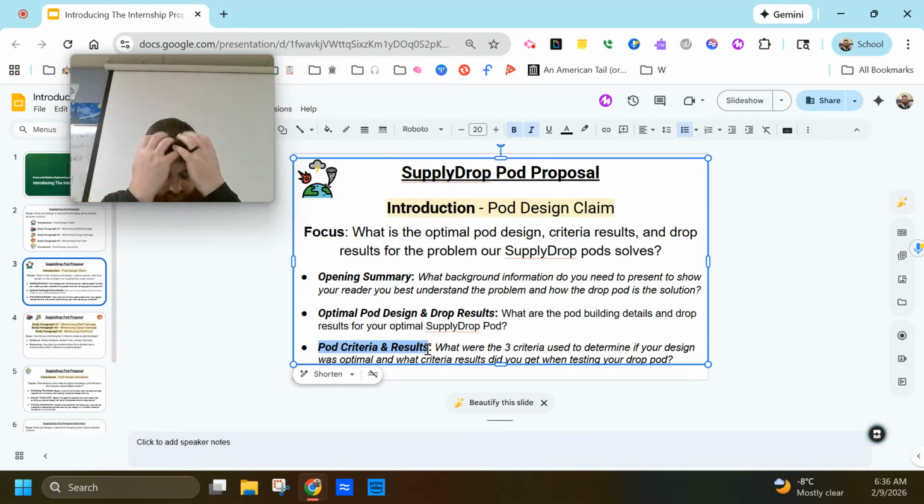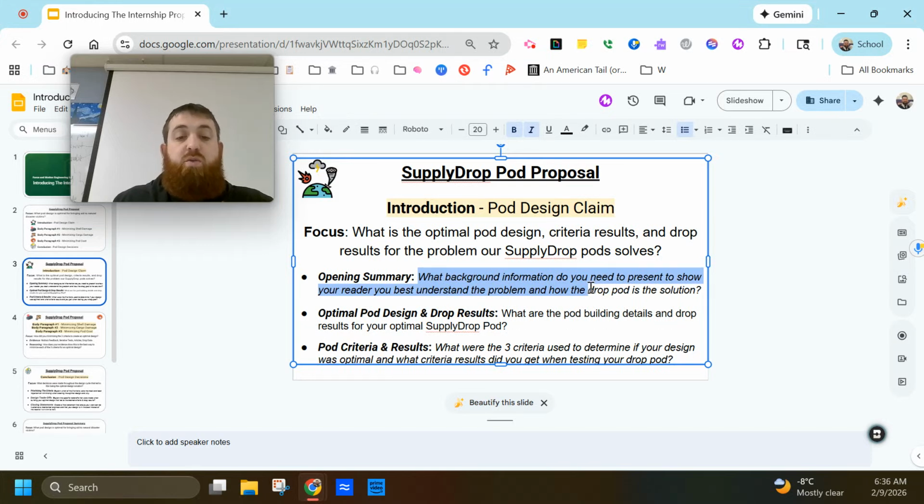So in your proposal, your claim will start with an opening summary. What background information do you need to present to show your reader you best understand the problem and how the pod is the solution? This is where you show them you're an expert on the problem and that we didn't just go through the motions of creating pods in the sim for fun. What are we trying to do and why is it important?